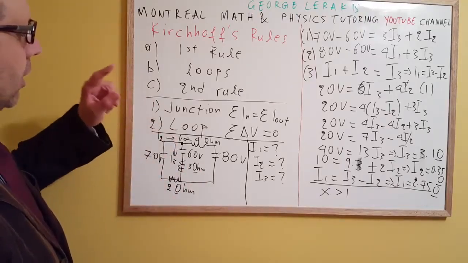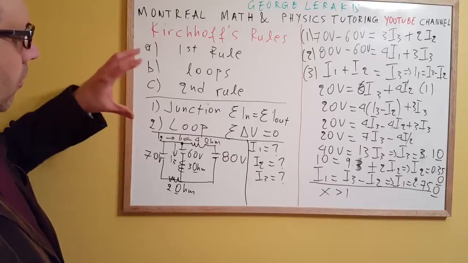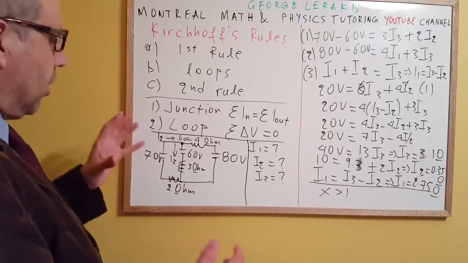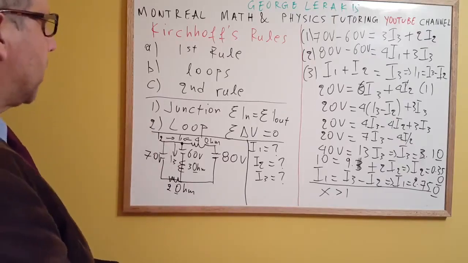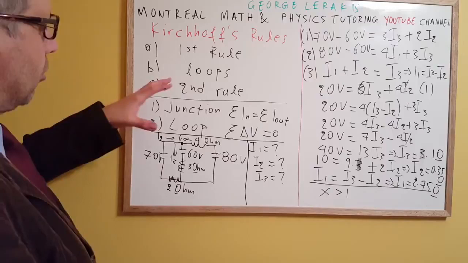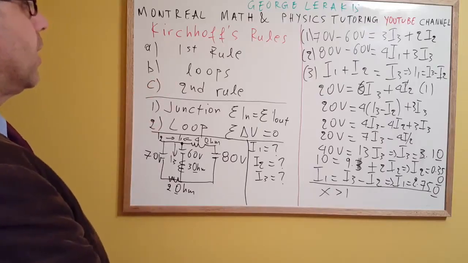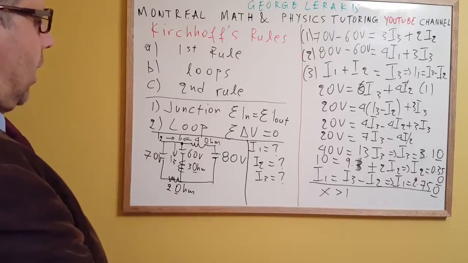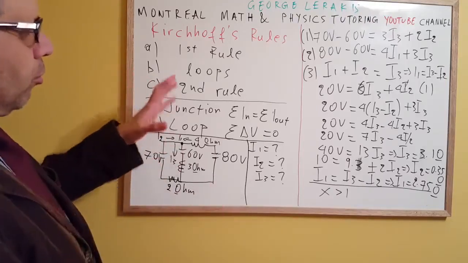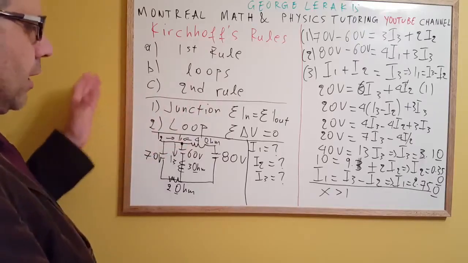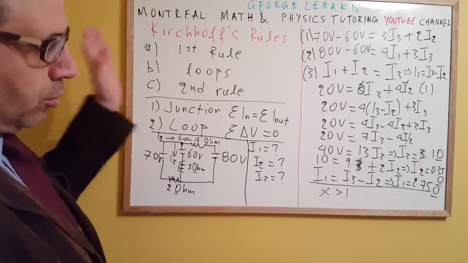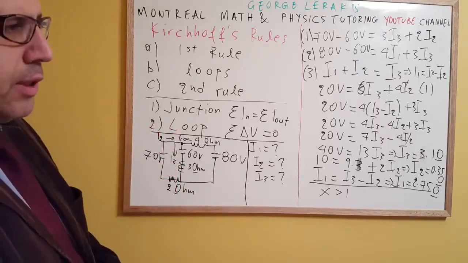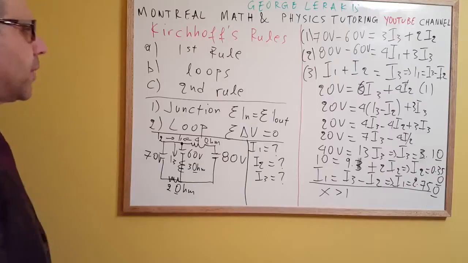The second reason is because of the loops, which means that they don't know which loops to use. And the third reason is they don't know how to apply the second rule of Kirchhoff, which has to do with the voltage, because they don't know what quantities to put on the one hand side of the equation and what on the other, and which one should be positive and which one will be negative.